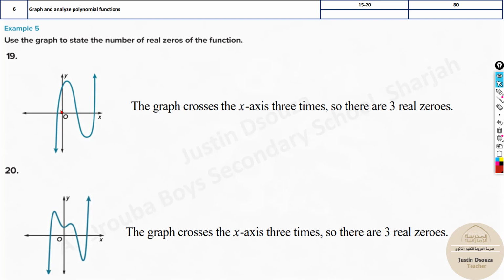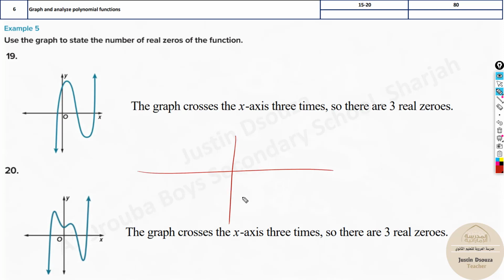Always remember, the x-intercept points are the real solutions. Whenever a graph touches the x-axis, that's the solution of that graph, not the y-intercept. It's only the x-intercept. So we are just counting how many x-intercept points there are, and however many x-intercepts there are, that many real solutions there are.